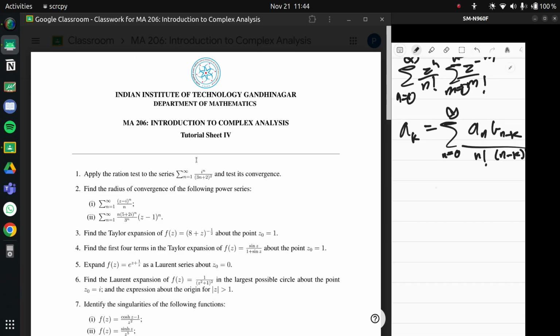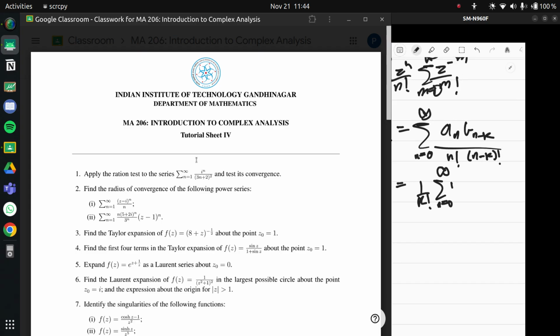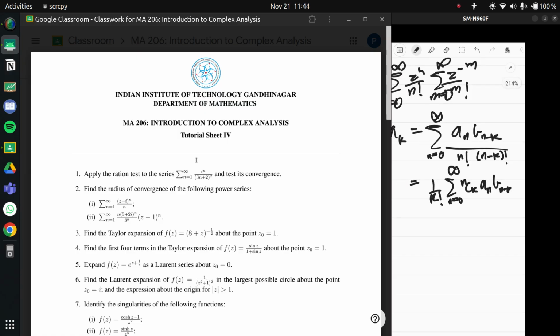Interesting. So that's going to be something like, so if I add a k factorial on the top, this just becomes something like 1 by k factorial, and then summation from n equal to 0 to infinity. We just got n choose k, a sub n, b sub n minus k. But what are a sub n and b sub n minus k? 1, pretty much all the time.